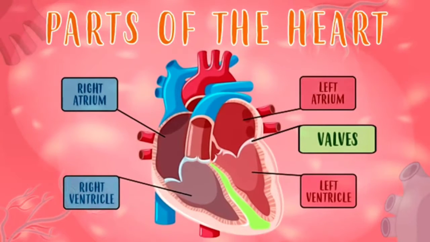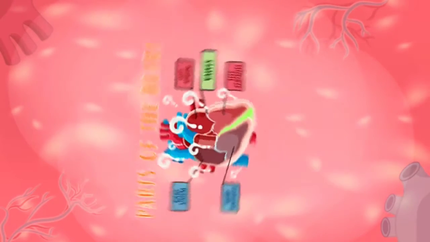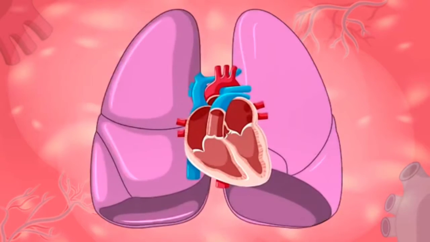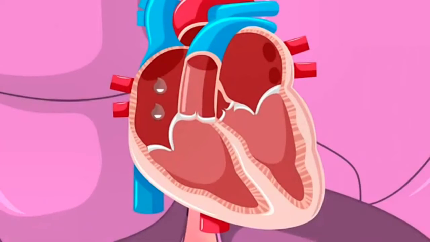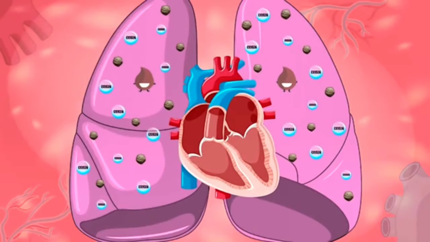Now we've got to know the most important parts of the heart, but do you know how it works? It all commences in the right atrium, where the deoxygenated blood, meaning it has very little oxygen and nutrients, enters the heart. Then it goes through the first valve up to the right ventricle. Once it is here, the heart sends the blood directly to the lungs.